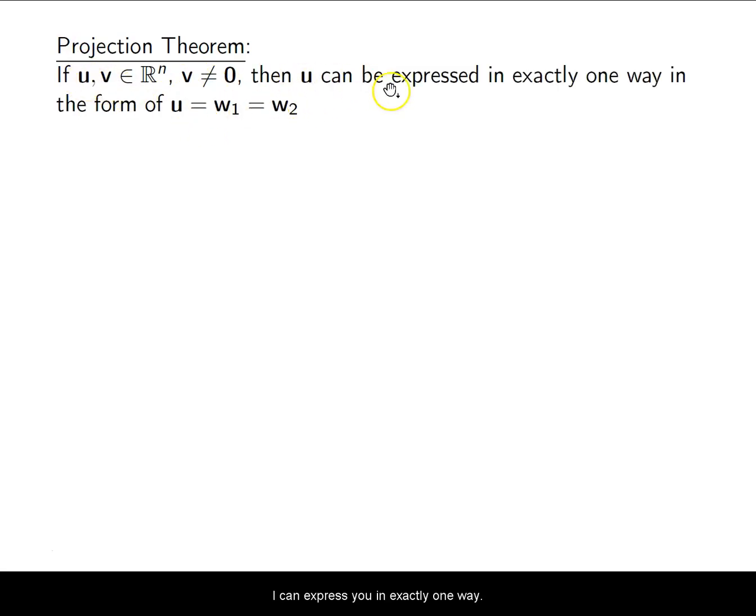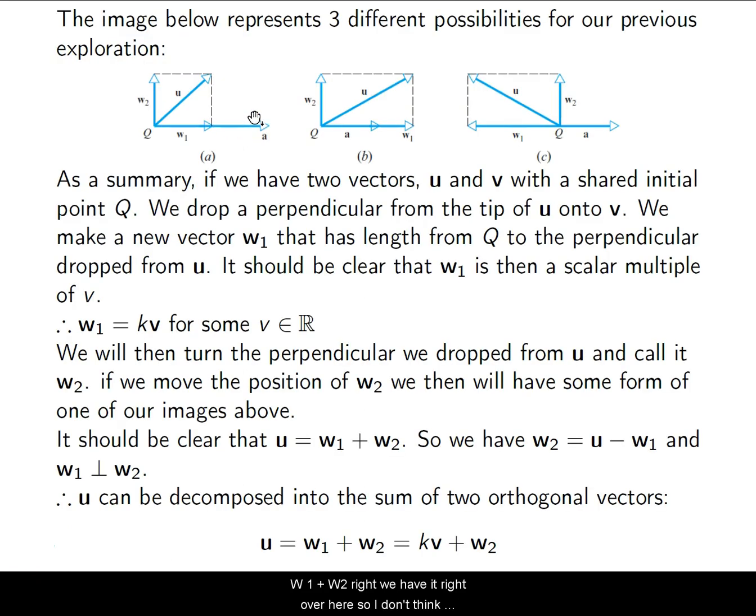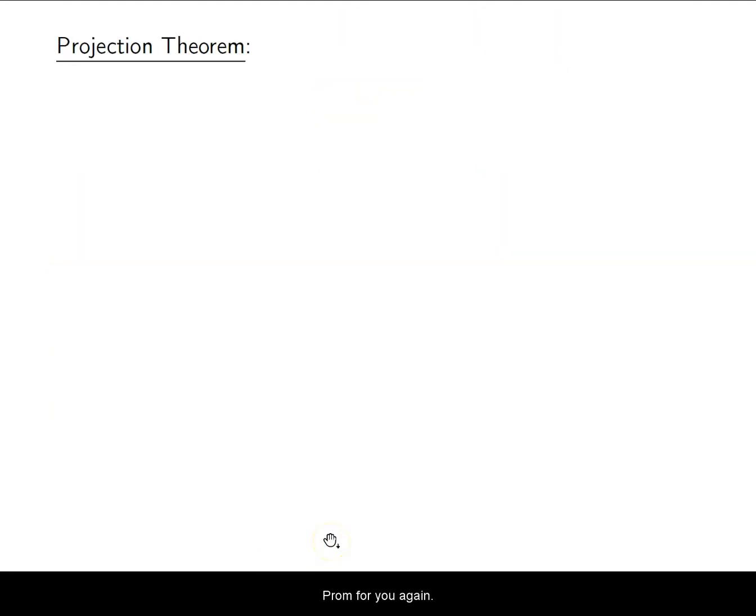I can express U in exactly one way of the form U equals W1 plus W2. So I'll go ahead and make sure I fix that in your write-up. So again, U equals W1 plus W2, right? We have it right over here. So I don't think that should be a big problem for you. Again, the write-up will have that fixed.